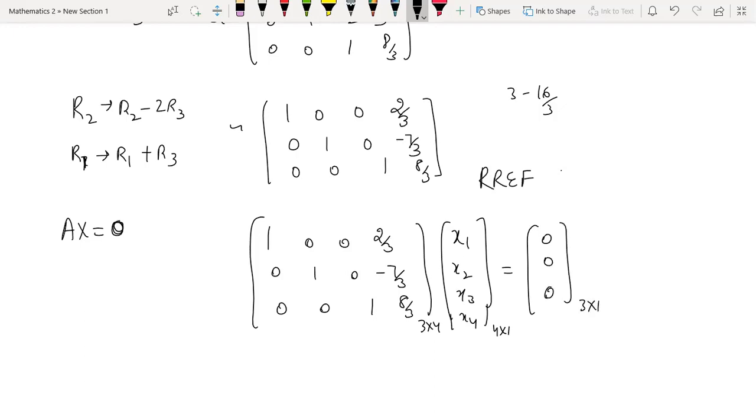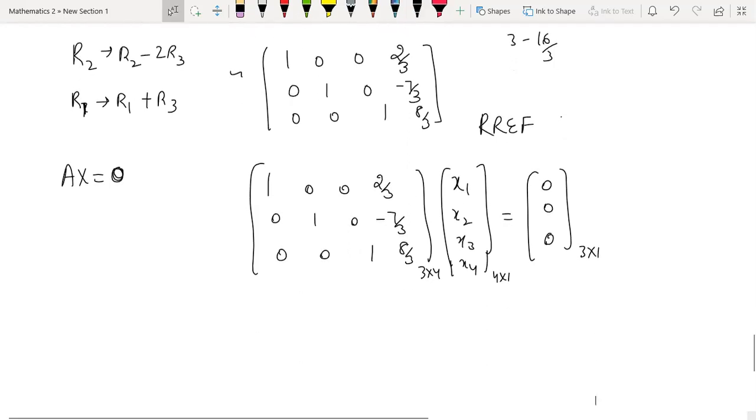Right. So how will you solve this one? You can start from any row because the matrix has already been converted into row reduced echelon form. So you write it back into equation language. What will happen if you multiply the first row with the vector x1, x2, x3, x4? It will be 1 times x1 plus 0 times x2, 0 times x3, plus 2 by 3 times x4. This is equal to 0, the right hand side is 0.